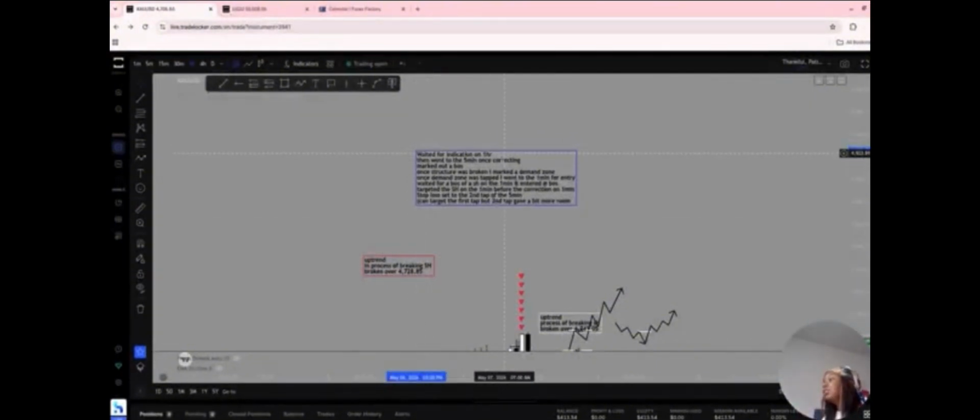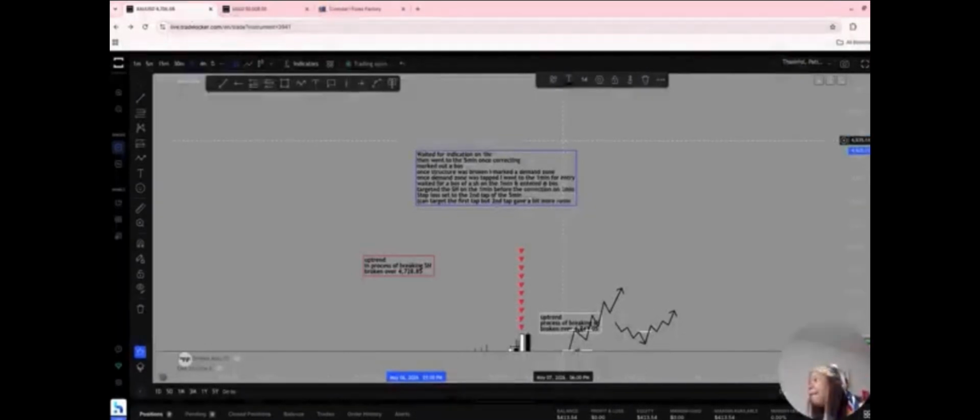I waited for the indication on the 1 hour, then I went to the 5 minute once it started correcting. I marked out the breaker structure on the 5 minute. Once the structure was broken, I marked a demand zone. And once the demand zone was tapped, I went to my 1 minute for my entry. I waited for a breaker structure of a swing high on the 1 minute. I entered at that breaker structure. The breaker structure is always going to be the candle close above the zone. Not a wick, the candle close.